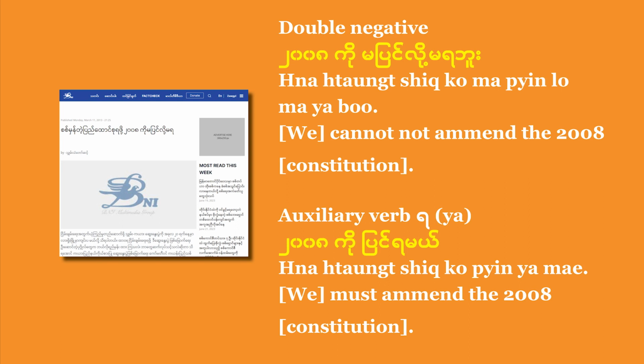I'll break it down here. 2008 is 2008. Pienyame is the must form of the verb pienme, to fix, to repair. The object marker go here is important, by the way, especially because the subject we is not mentioned here, just implied. The object marker makes it clear someone, meaning we or the people, is fixing the 2008 Constitution. 2008 is placed, rightly so, in the object case. But perhaps for emphasis, the author chooses the double negative format. 2008ကိုမပြင်လို့မရဘူး. You cannot not fix 2008.